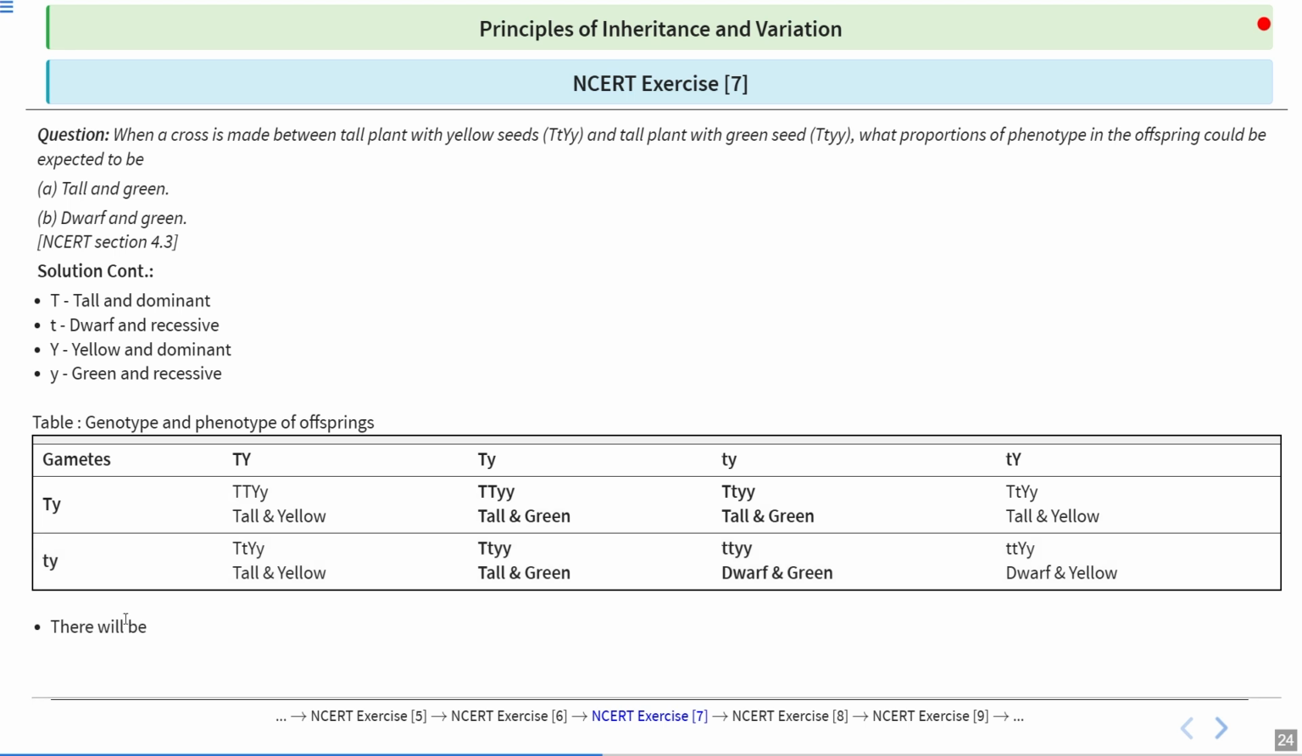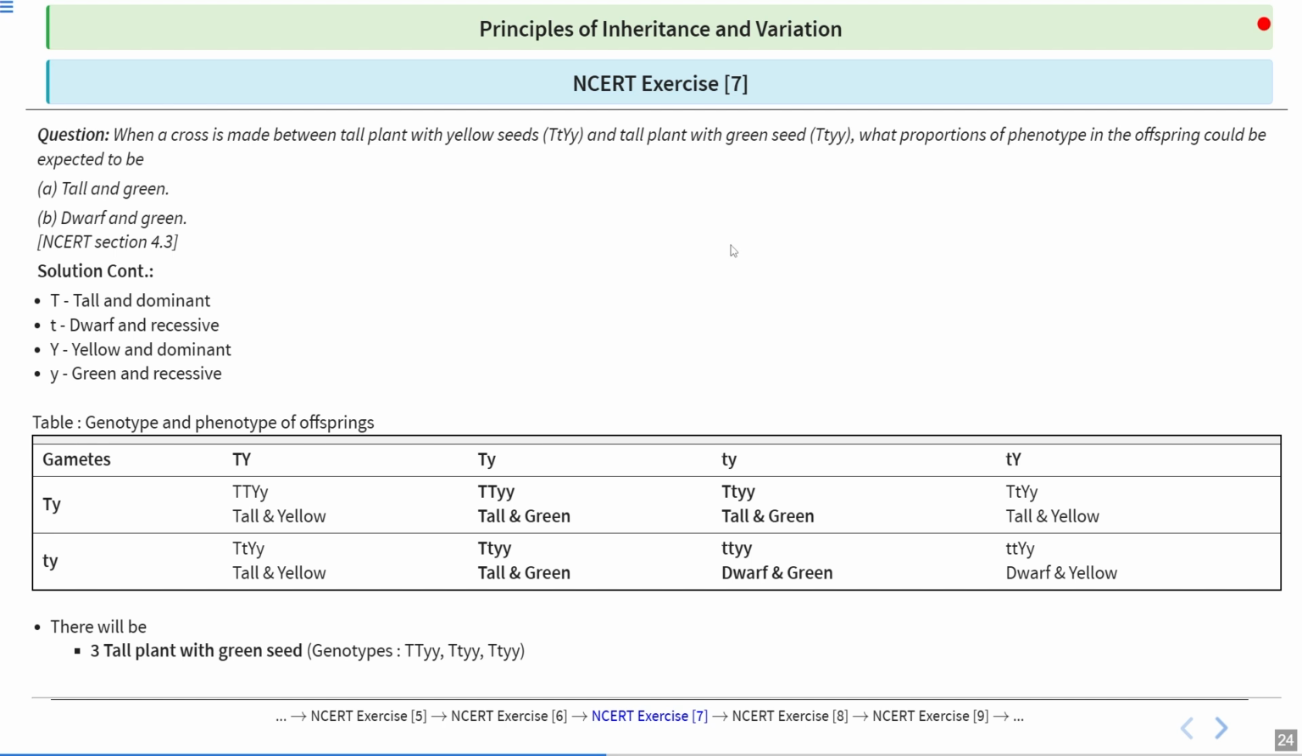Now there will be 3 tall with green seeds. They were asking the question tall and green. So there are 3 tall plants having green seeds. Genotypes are capital T, small y, small y. These are tall plants having green seeds. This is also another capital T, small y, small y. And then capital T, small y, small y.